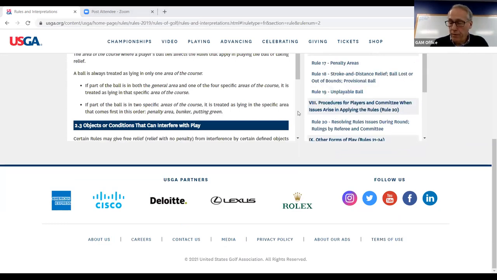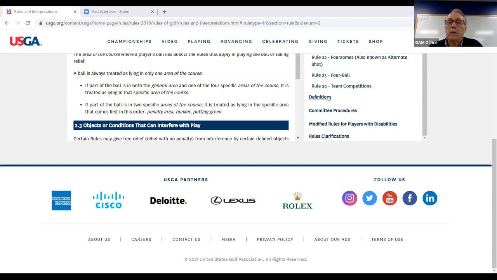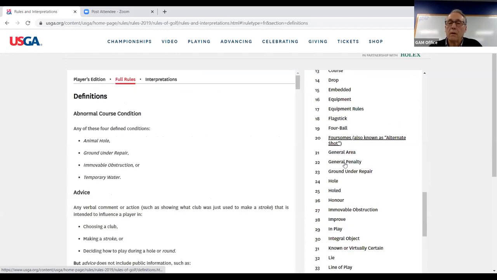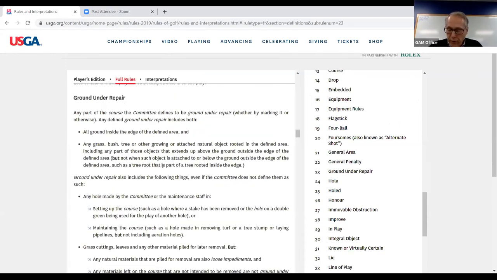The ground under repair definition. Bring that up. It's that part of the course the community has defined to be ground under repair.